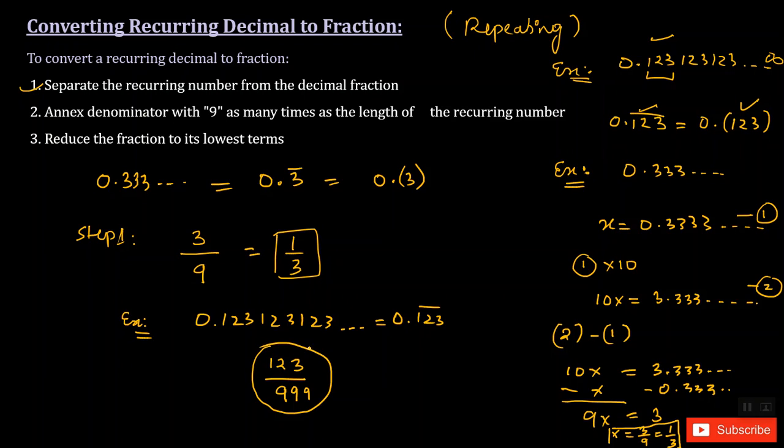If it is possible to simplify further, yes, simplify. If it is not, keep it as it is. 123 and 999, yes, it's possible to simplify further because they go with the 3 times table. 3 times 4 is 12, 3 times 1 is 3, and 3 times 3, 3 times 3, 3 times 3. So this is equivalent to 41 over 333. So if it is further possible to simplify, simplify it, or else 41 over 333 is equivalent to this recurring decimal.